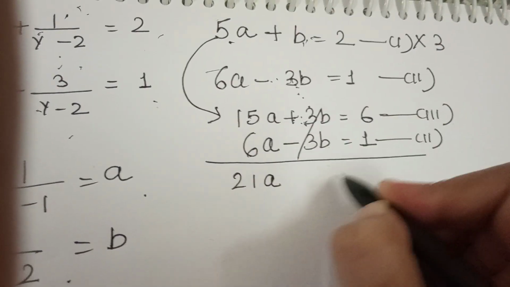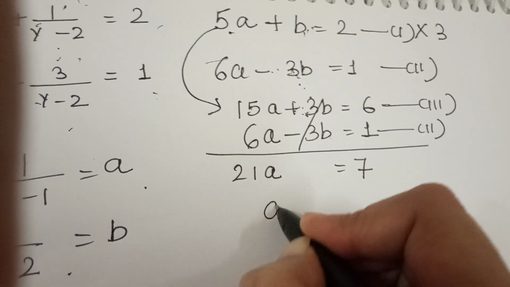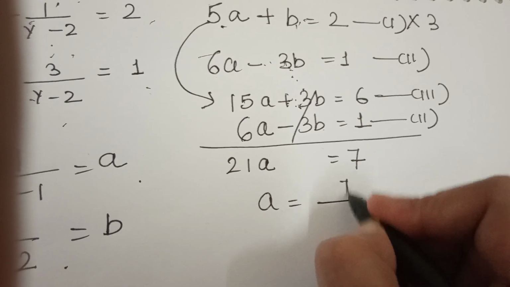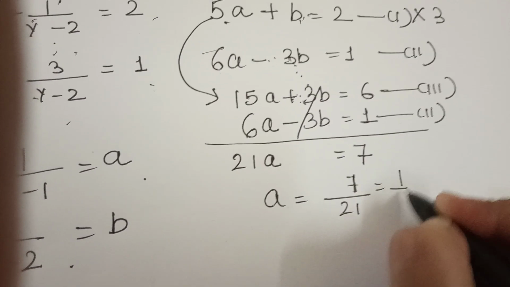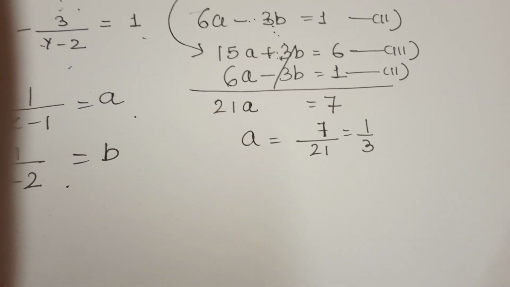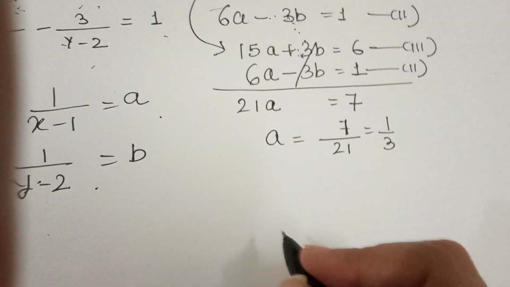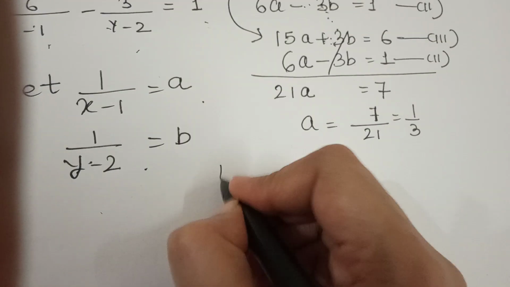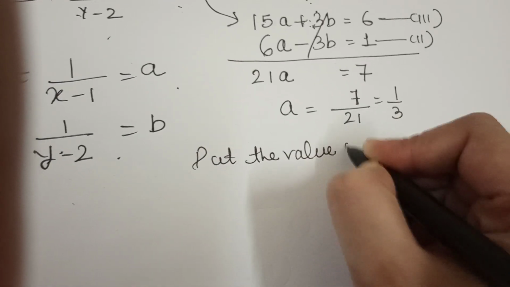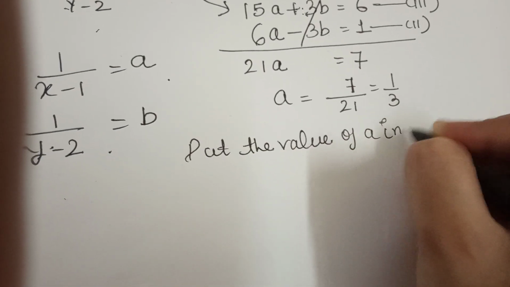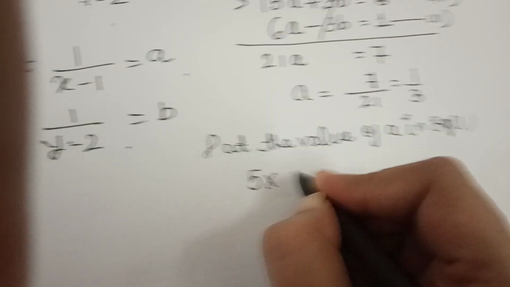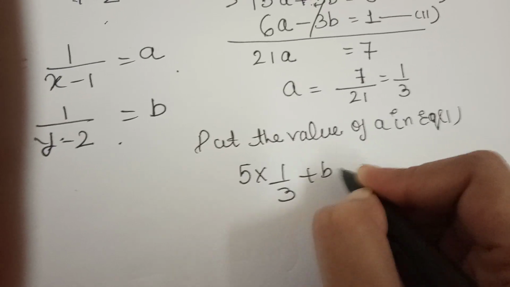21a कट हो गया और ये आ गया 7. सो ए वैल्यू क्या आ रही है? 1 अपॉन 7 अपॉन 21. इट मीन्स 1 अपॉन 3. तो ए वैल्यू आ गई. नाउ वी विल फाइंड आउट द वैल्यू ऑफ बी बाय पुटिंग द वैल्यू ऑफ ए इन एनी वन इक्वेशन. सो यू राइट, put the value of a in equation 1. So it is 5a. It means 5 into 1 upon 3 plus b equal to 2.